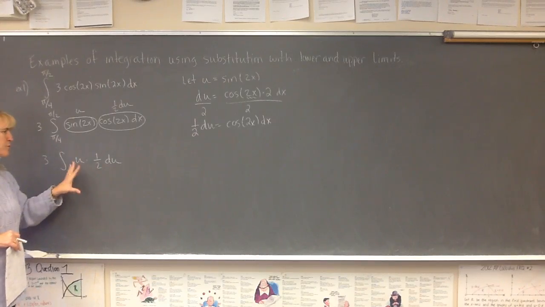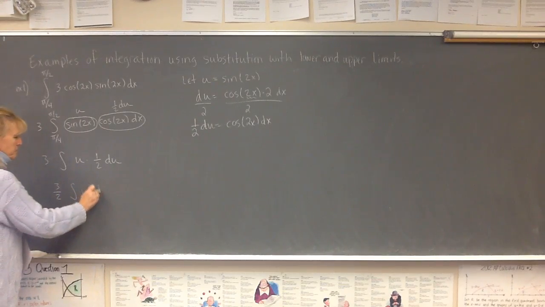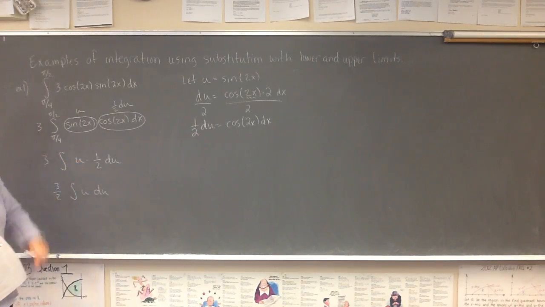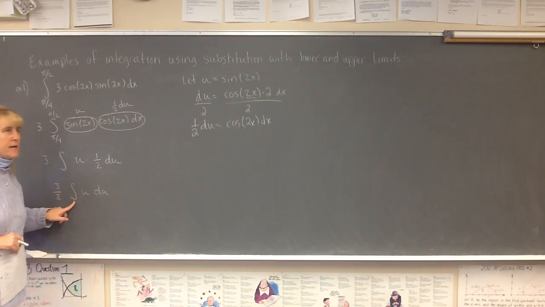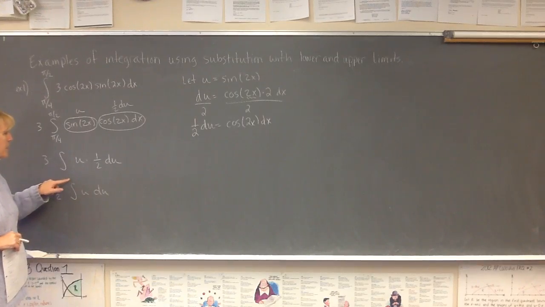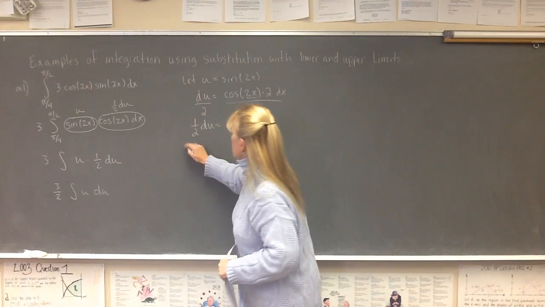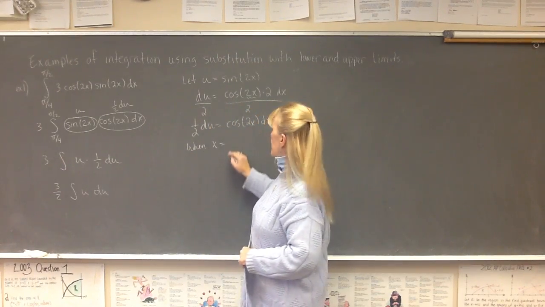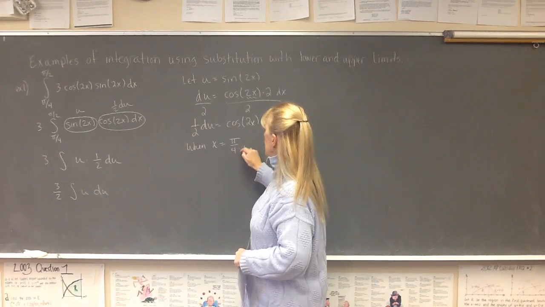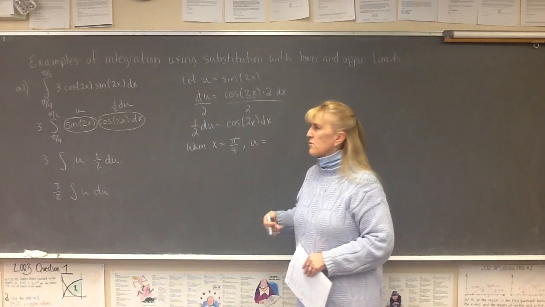So I'm going to make this pretty. Now I'm going to bring the 1/2 to the outside and call it 3/2. I'm going to leave my integral of u du, and I'm going to come over to the side and say, well, in terms of u, what would my lower limit have to be? In terms of u, what would my upper limit have to be? So we're going to be really neat when we write this out. We're going to say when x is, I'll do my lower limit first, pi over 4. When x is pi over 4, u equals what? This needs to be in terms of u.